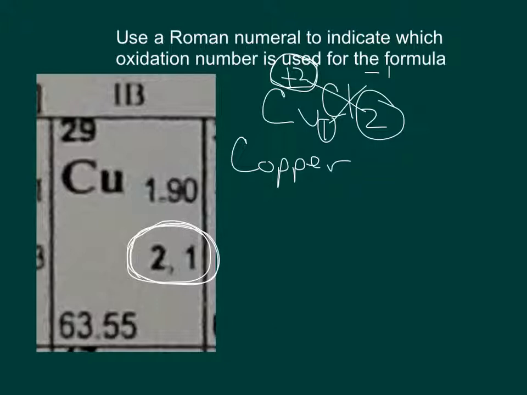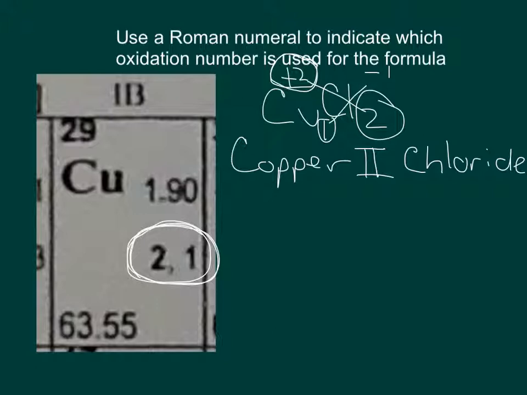So in order to write this formula, copper had to have been a +2. So we write that with a Roman numeral, copper 2. And then we finish with the nonmetal, chlorine. And remember to change the ending to "ide." Chloride. So this is copper 2 chloride.